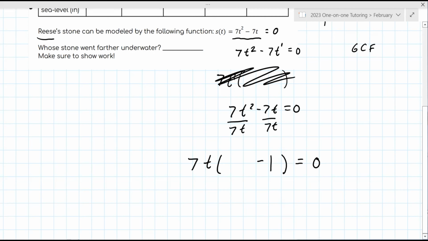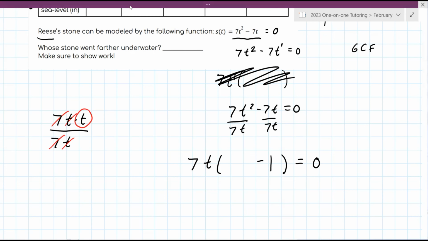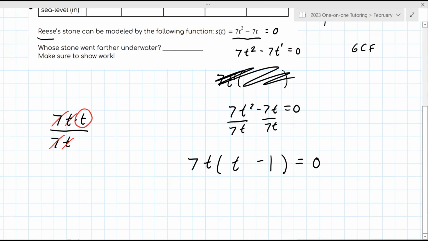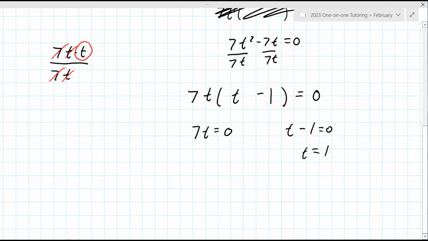This one on the left, if we break it up, it's 7t times t over 7 times t. Anything that's the same in the top and bottom cancels. So what is left over? Just a t, yeah. Okay. Very good. So we know that the second rock, believe it or not, pops out of the water at t equals 1 second.